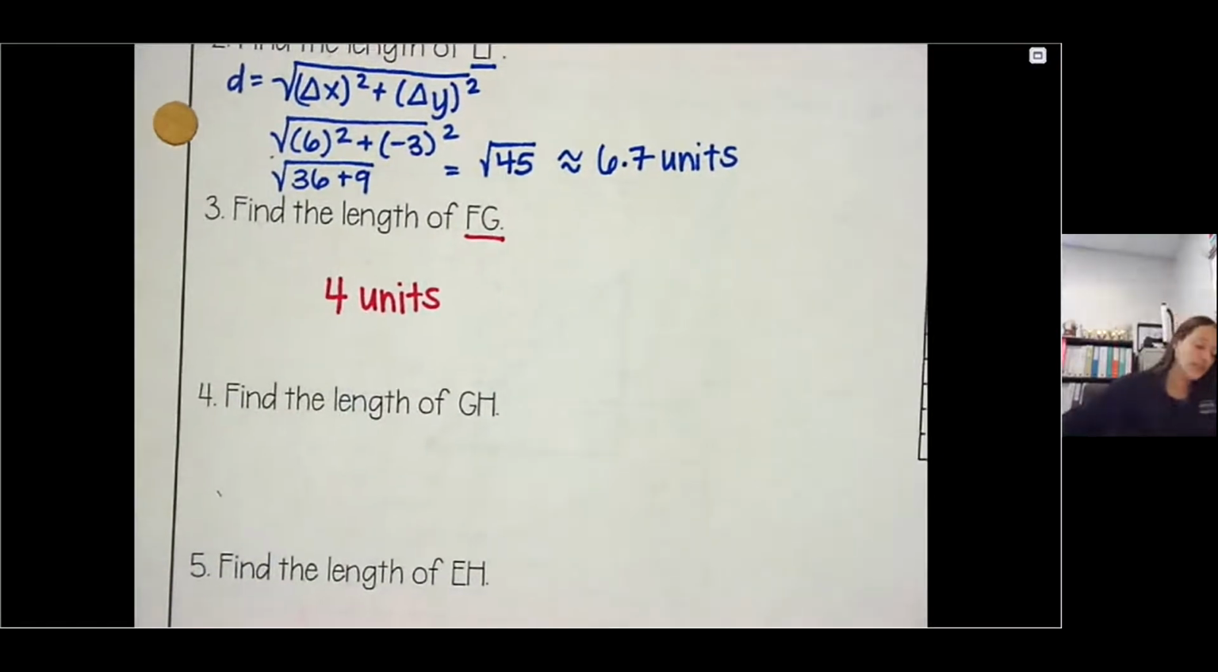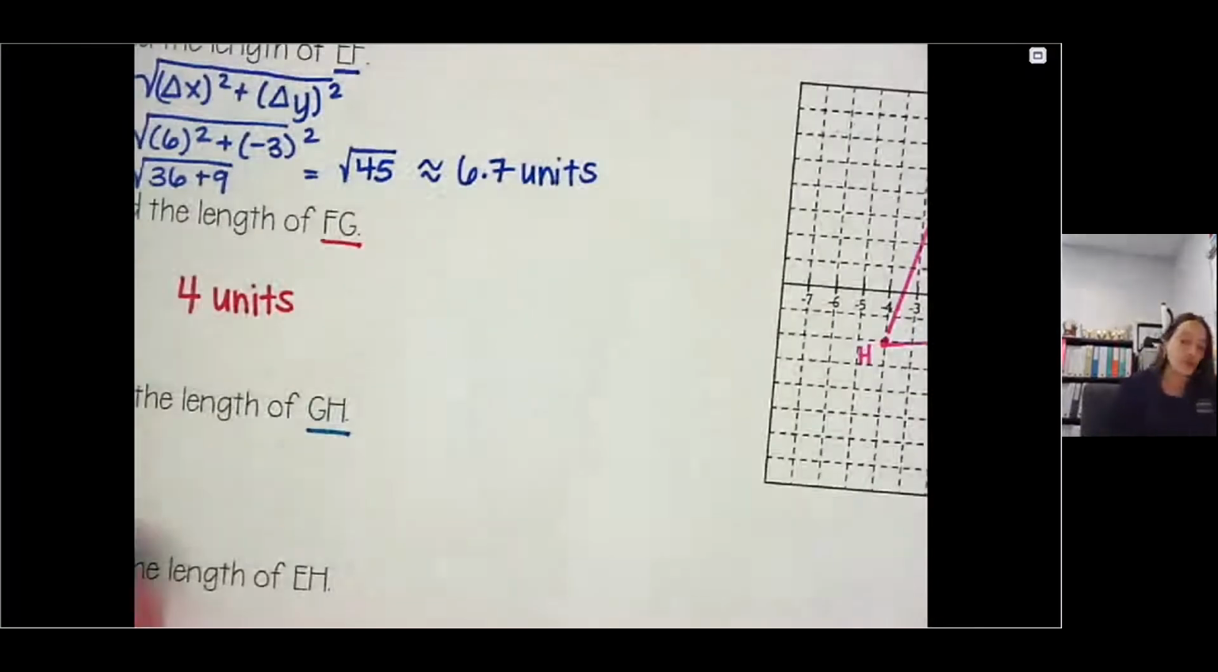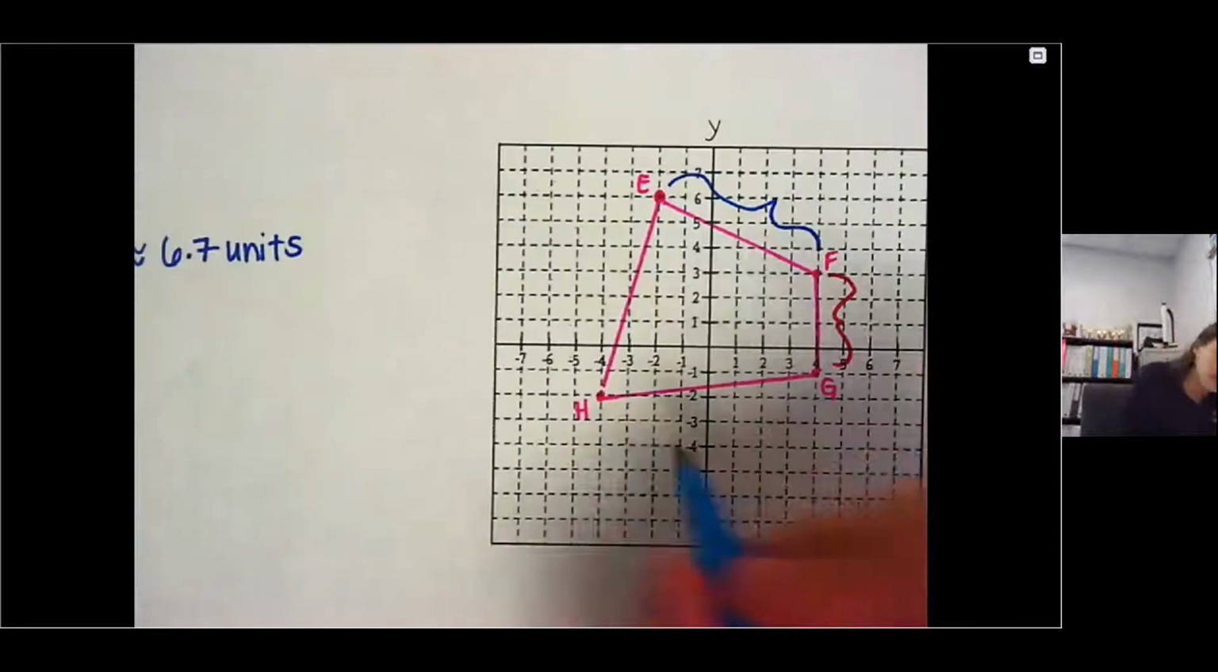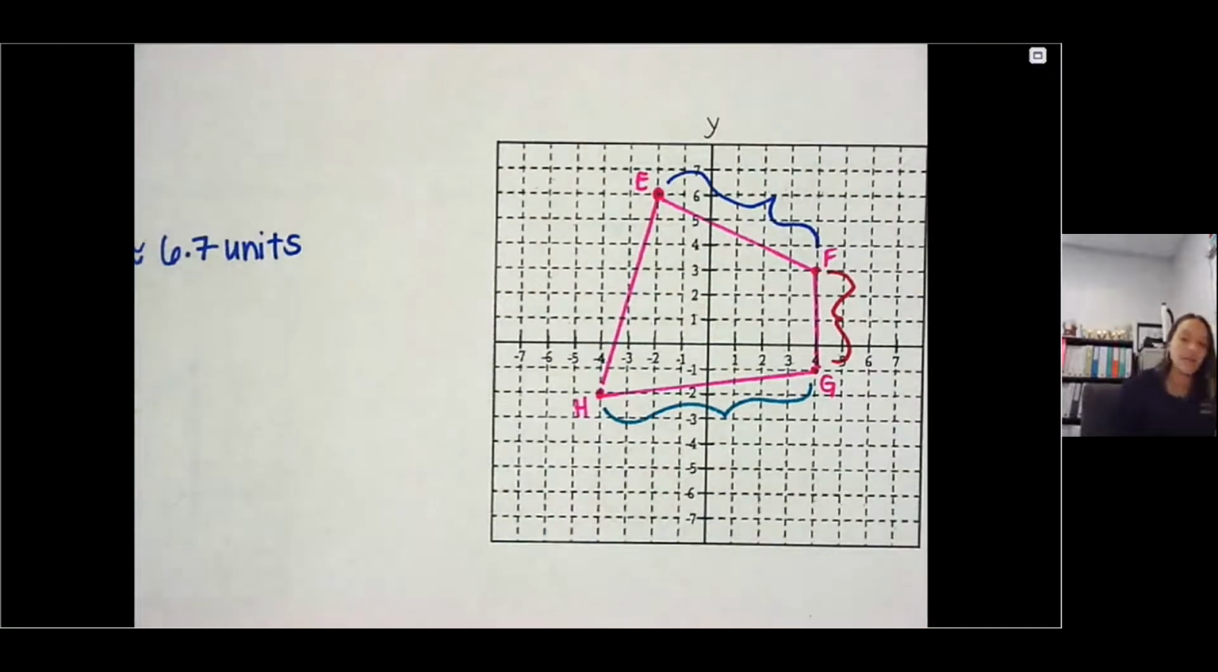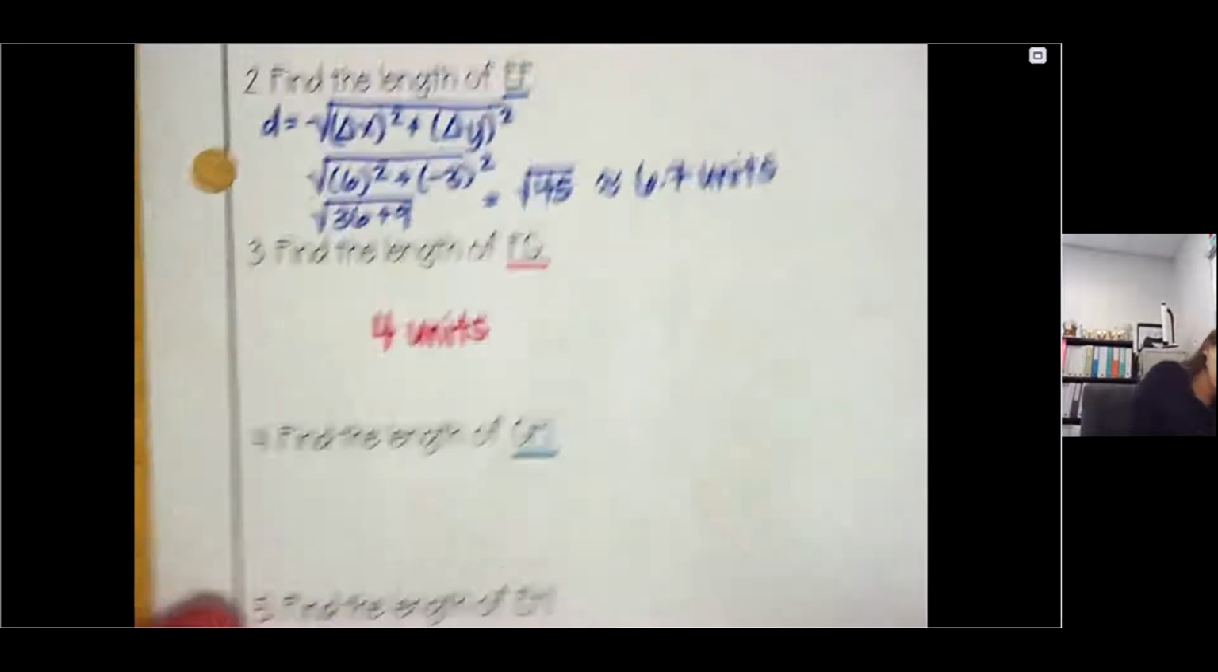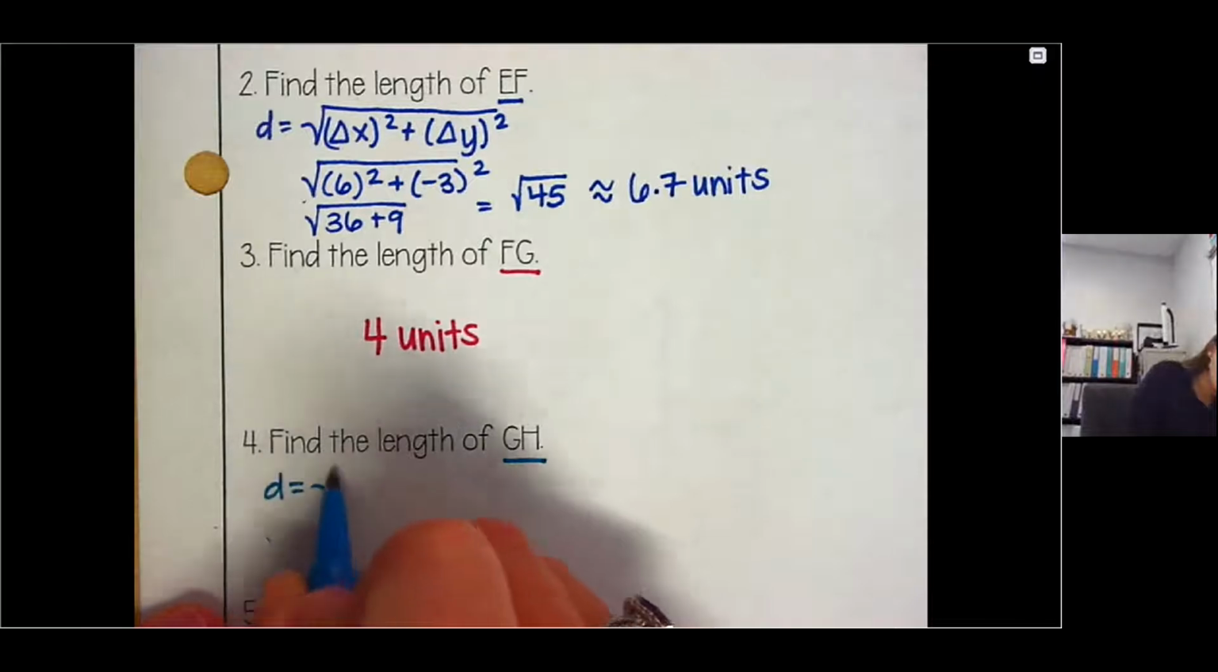Next one is from G to H. So that is this bottom one here. Okay, so I'm going to go from G to H. So I'm going to start with G and end at H. So again, same thing, distance formula.